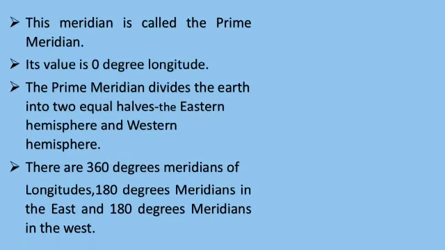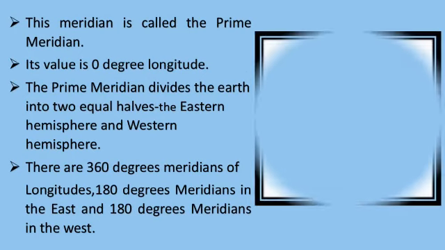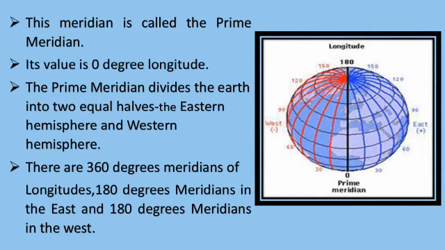This meridian is called the prime meridian. Its value is 0-degree longitude. The prime meridian divides the Earth into two equal halves, the eastern hemisphere and the western hemisphere.